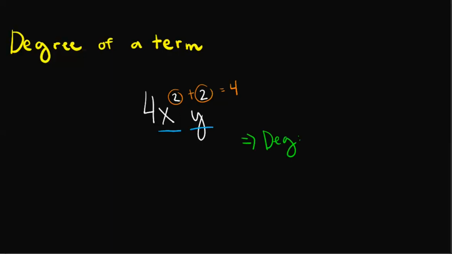Let's try this second example. If we have 4x squared y squared, again, what we do is we add the exponents of the variables. In this case, we have two variables, and their exponents are 2 and 2. So adding that would give us 4. So the degree of this term is 4. Just like that.